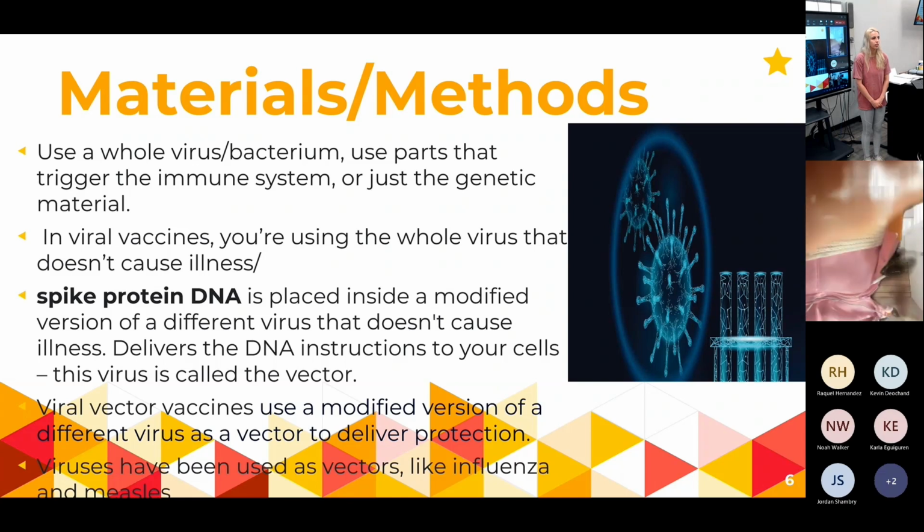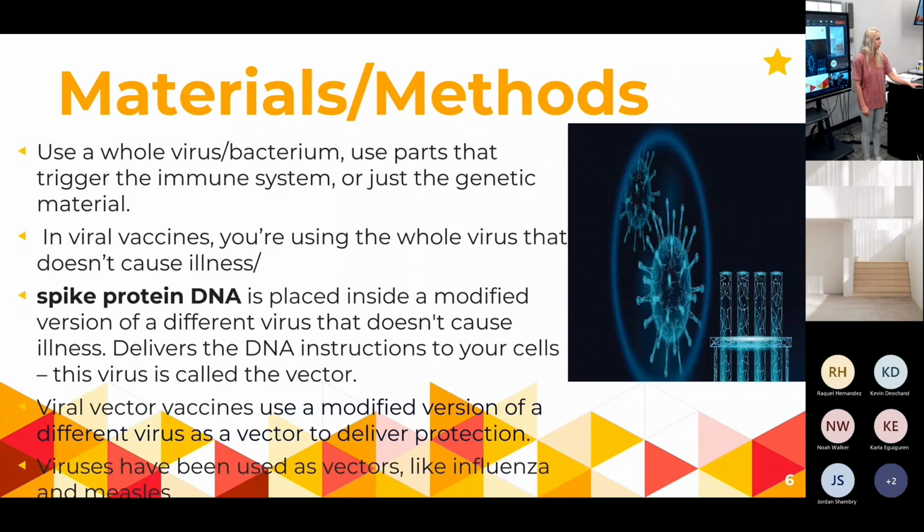The viral vector vaccines use a modified version of a different virus, and that vector delivers protection against the actual virus. And viruses have been used as vectors in diseases such as influenza and measles.